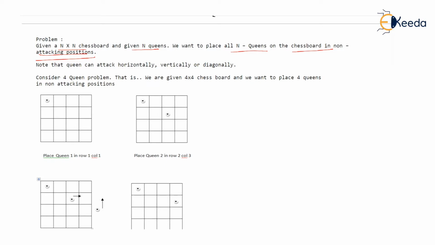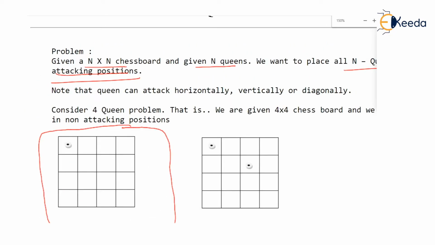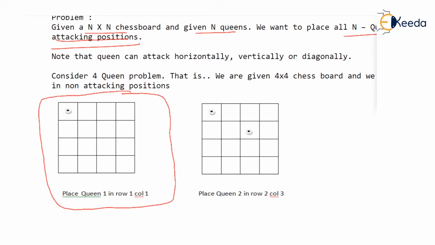Let's start with our chessboard here, 4 by 4 chessboard we are solving. Let me increase the font. Okay, I think this is readable. Fine. Let's start with our chessboard here and we will place the first queen obviously in the corner of the chessboard, that is row 1, column 1. So we have said that we have placed queen 1 successfully in row 1, column 1.